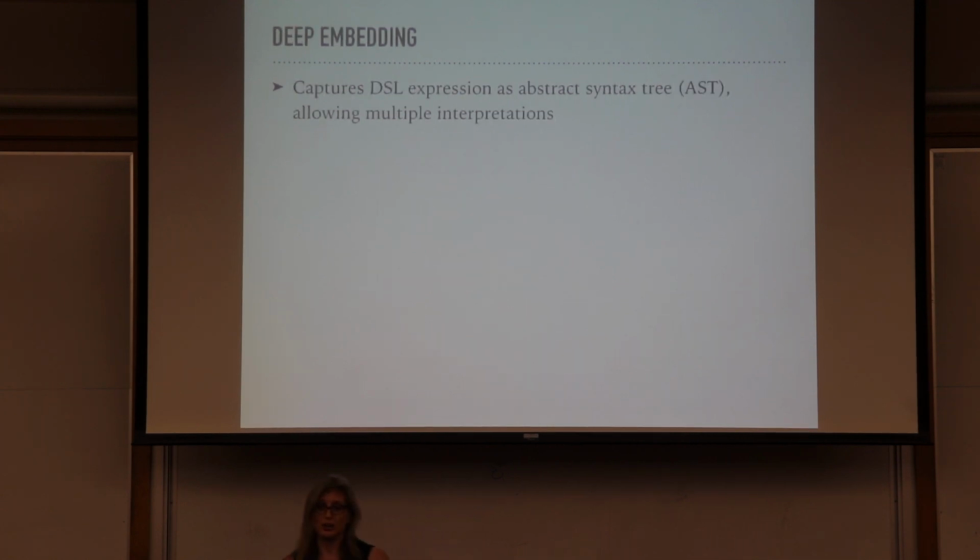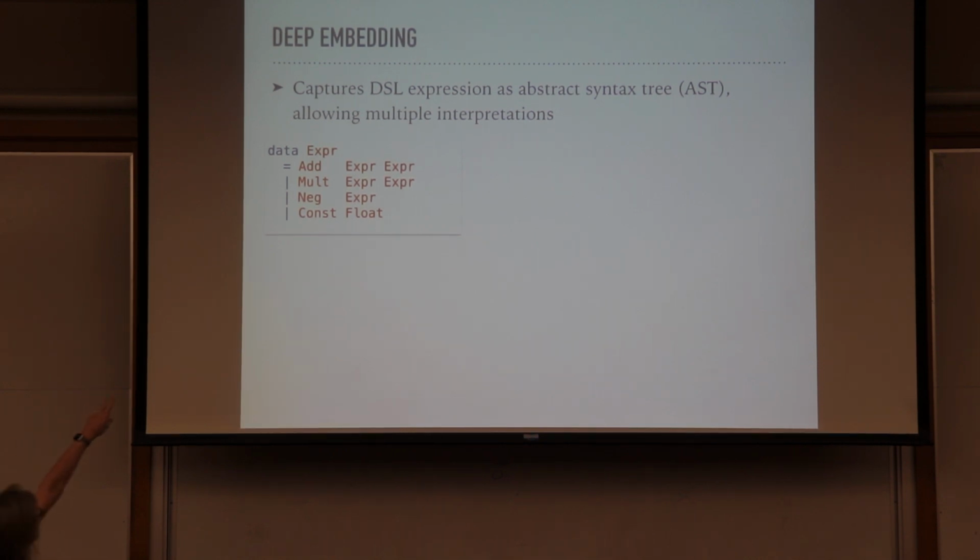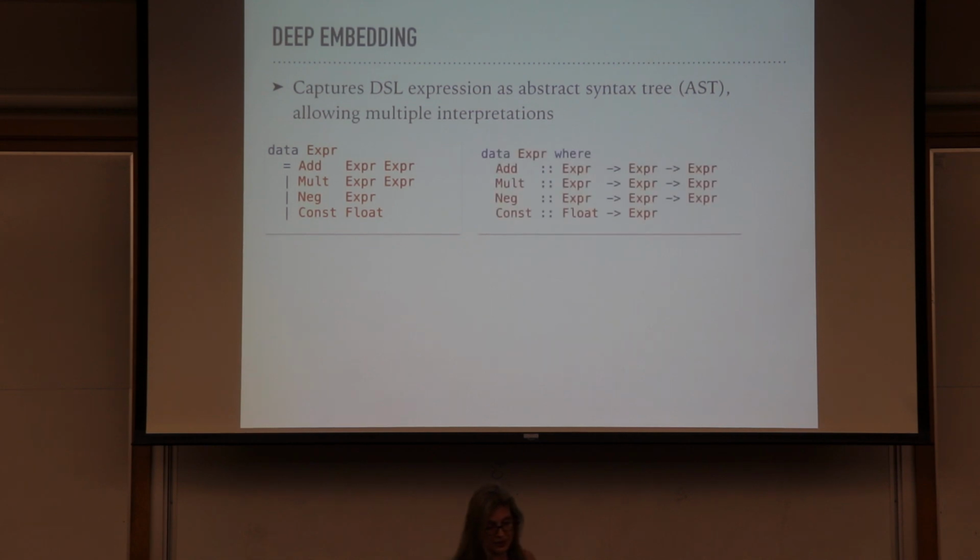Deep embeddings are a lot more interesting. They capture the domain-specific language expression as an abstract syntax tree. So what I do here is define a completely new data type in Haskell to model these expressions. I say I have a new data type Expression, and it has four different constructors. One is addition. Addition takes two expressions as arguments and returns an expression.